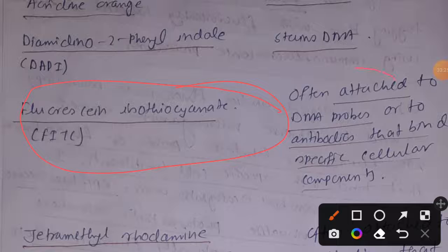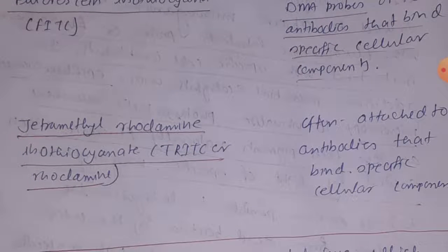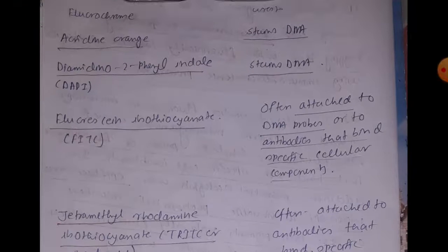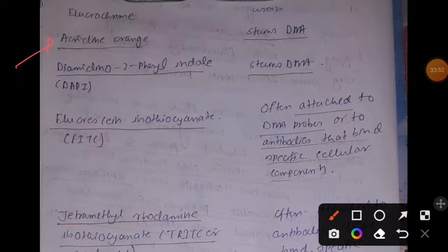Whenever we use a DNA probe or antibodies to detect a specific cellular component, we can use this FITC. And whenever our goal is to detect a cellular component with the help of antibody only, we will use TRITC, that is tetramethyl rhodamine isothiocyanate. So that is the fourth type of stain that we can use. Acridine orange for DNA detection, diamidino-2-phenylindole for DNA detection, fluorescein isothiocyanate for cellular component detection either via DNA probe or via antibody, and tetramethyl rhodamine isothiocyanate whenever we want to detect cellular components with the help of antibodies.